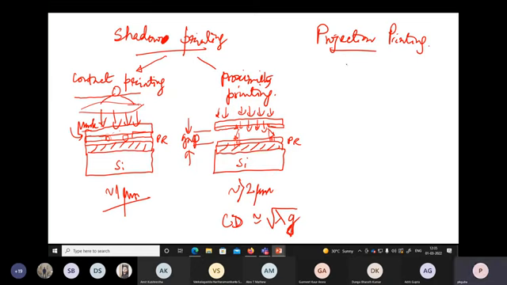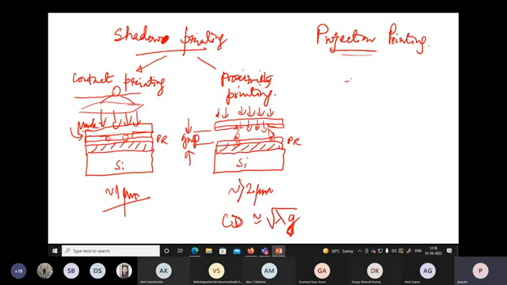So there is another kind of lithography technique. As I said, this is projection printing. In fact, nowadays in industry most people use projection printing, but in labs you can use a proximity printing lithography setup. But what do you do in projection printing?